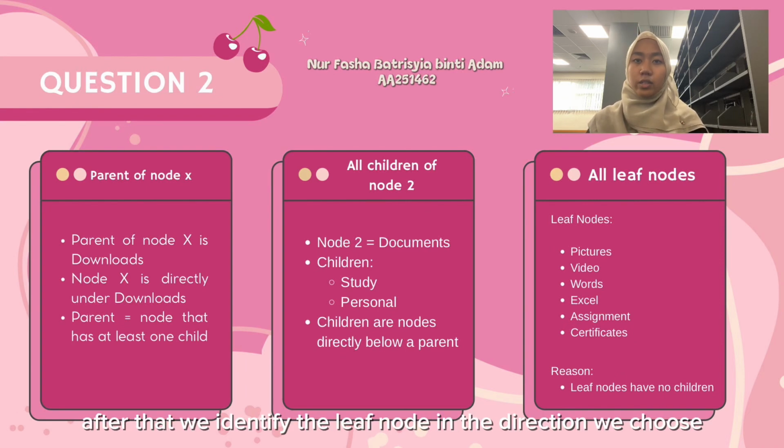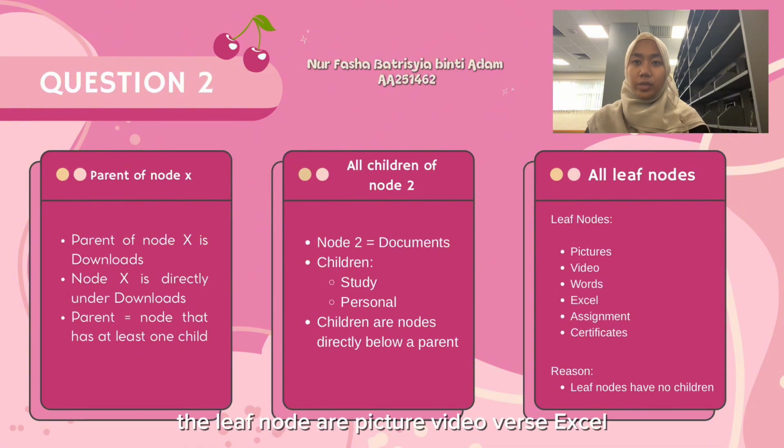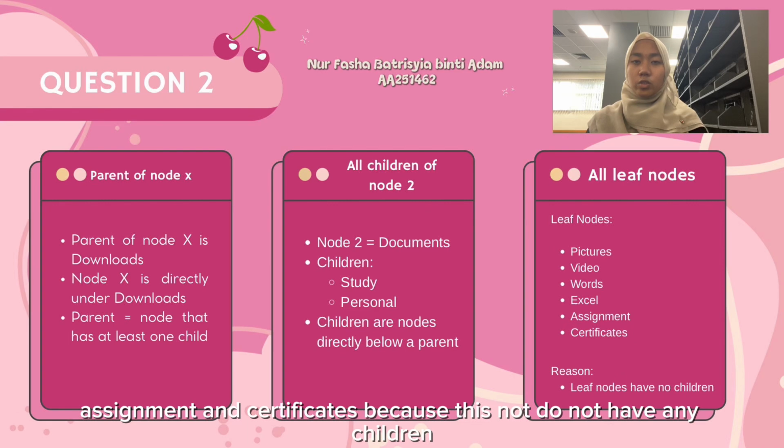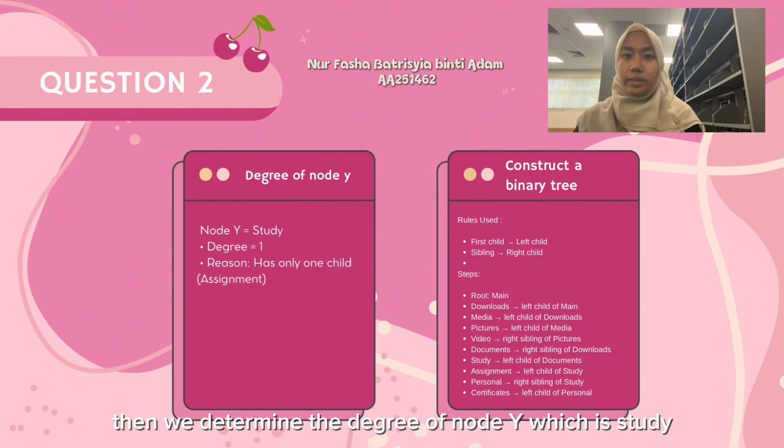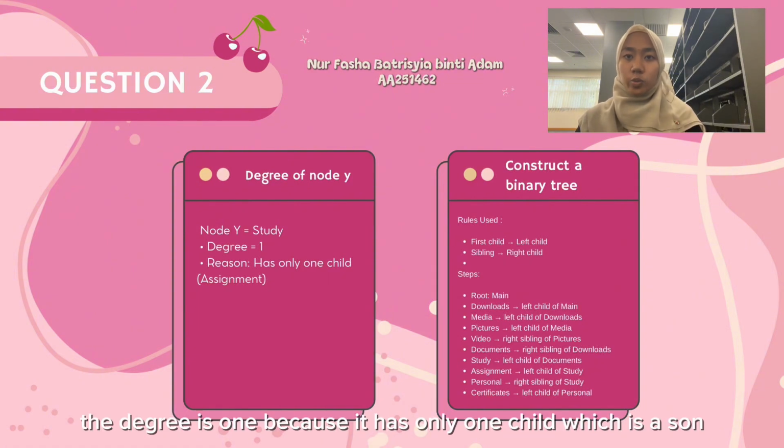After that, we identify the leaf nodes in the directory tree. The leaf nodes are Picture, Video, Voice, Excel, Assignment, and Certificates because these nodes do not have any children. Then, we determine the degree of node 1, which is Study. The degree is 1 because it has only one child, which is Assignment.